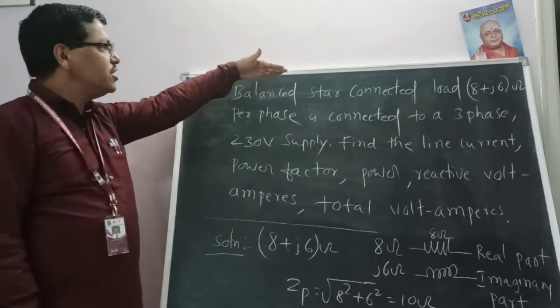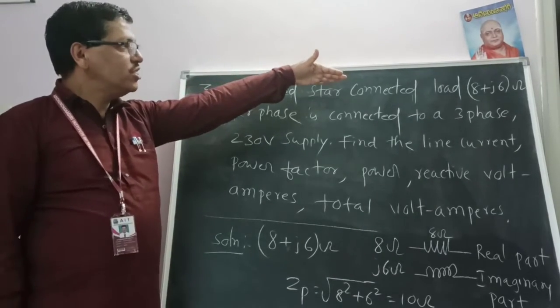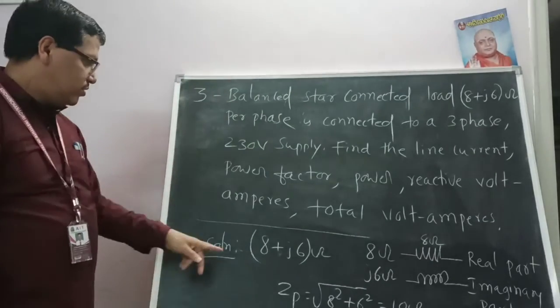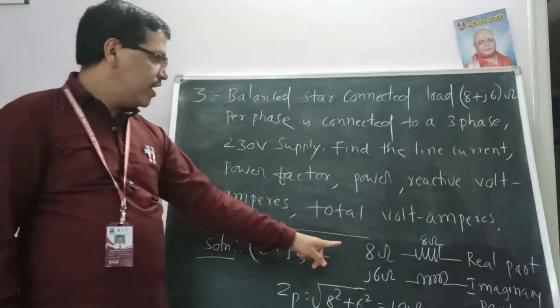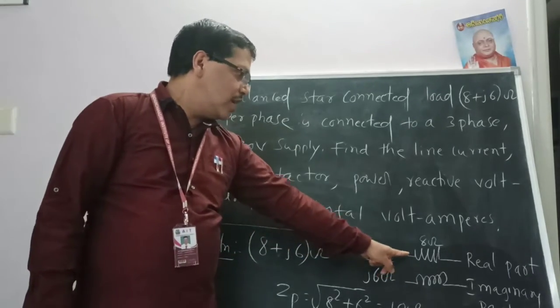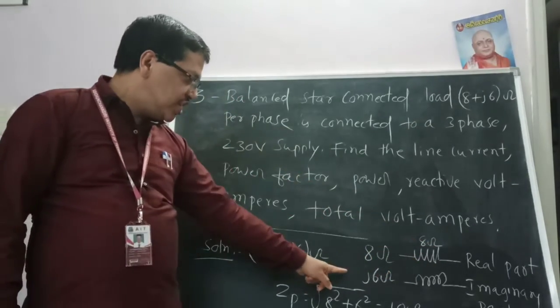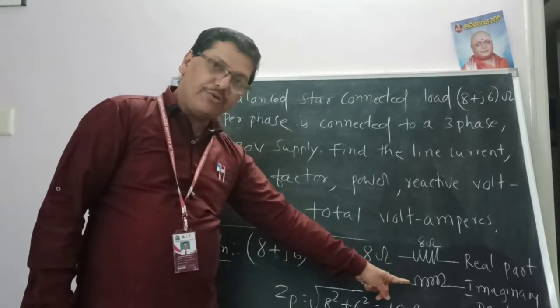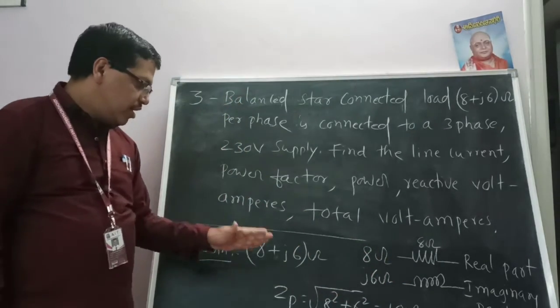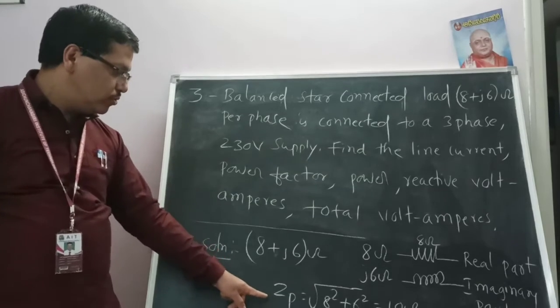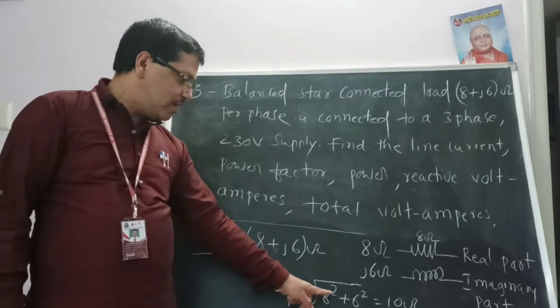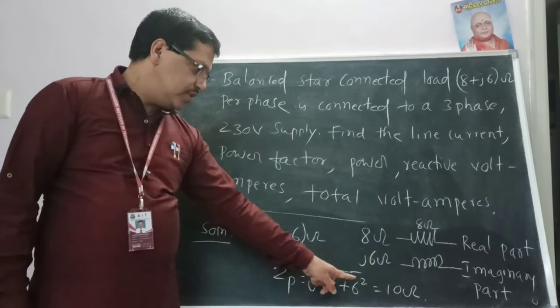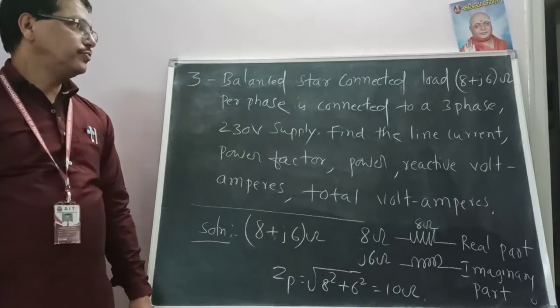Here the problem is given in terms of 8 plus J6. The 8 indicates the resistive part, the real part. J6 is the imaginary part, which is also called the inductive part. That is converted into the impedance. Once again, impedance is equal to the root of 8 square plus 6 square, which is equal to 10 ohms.